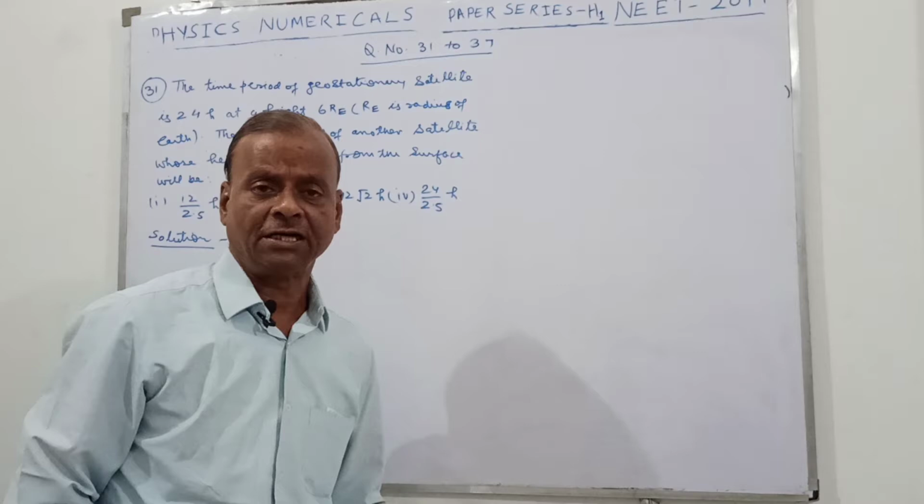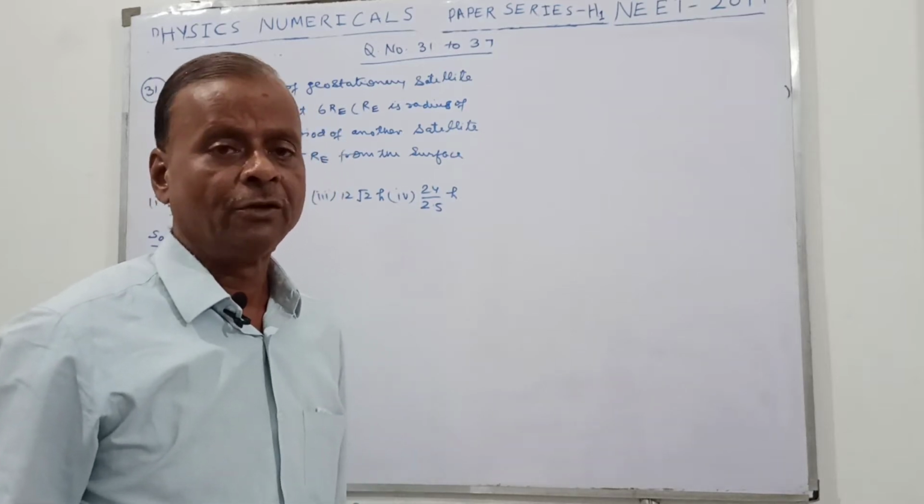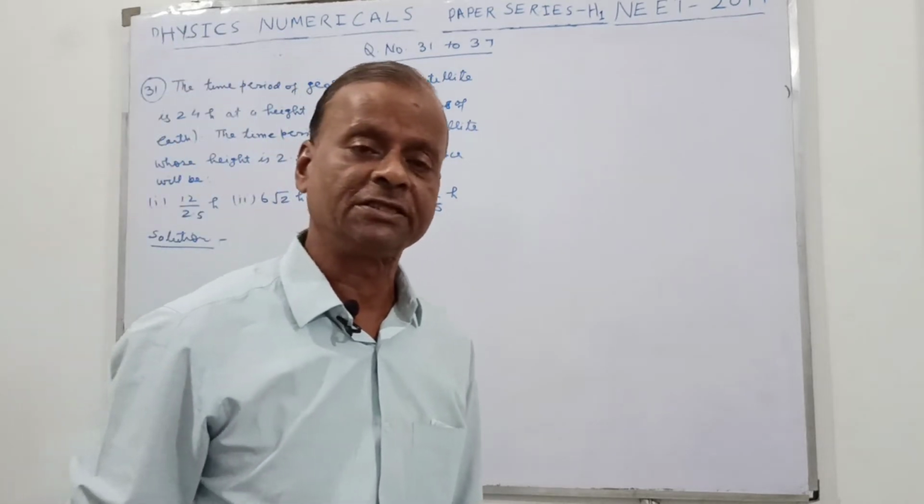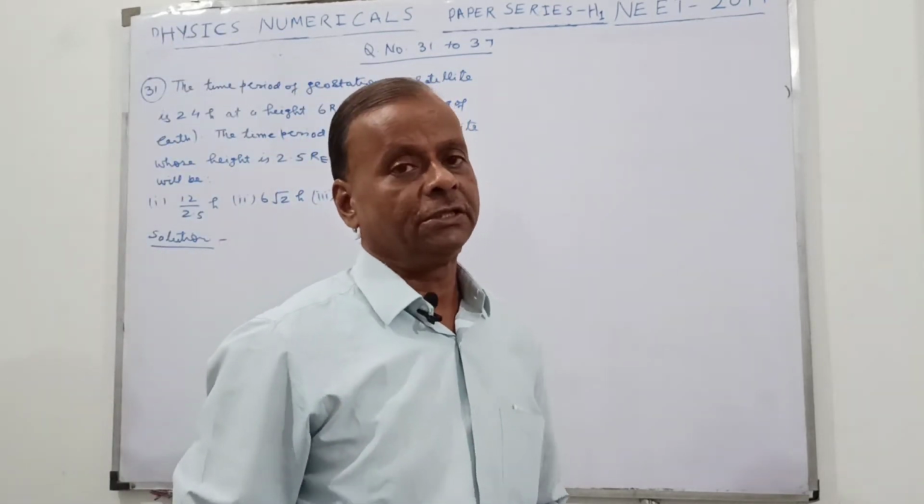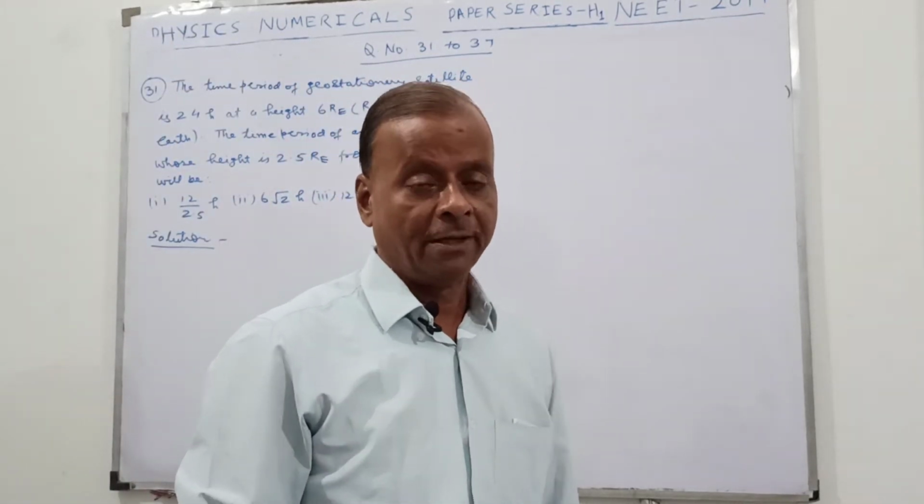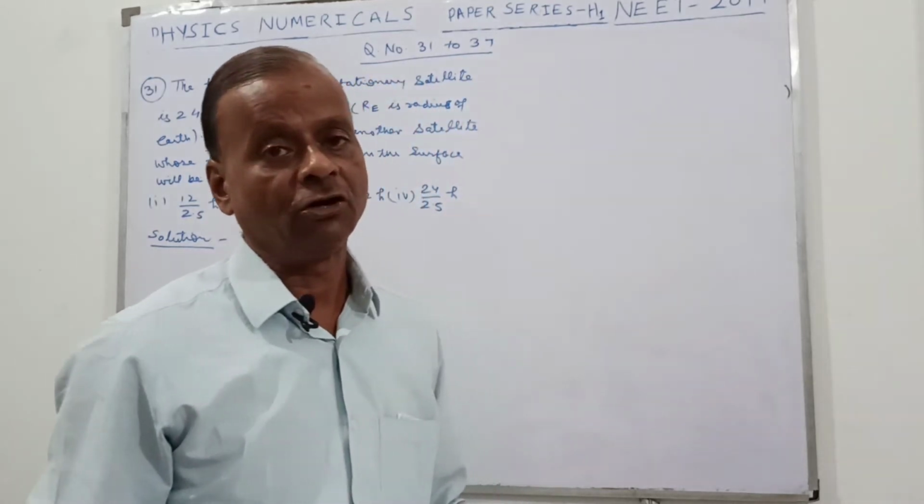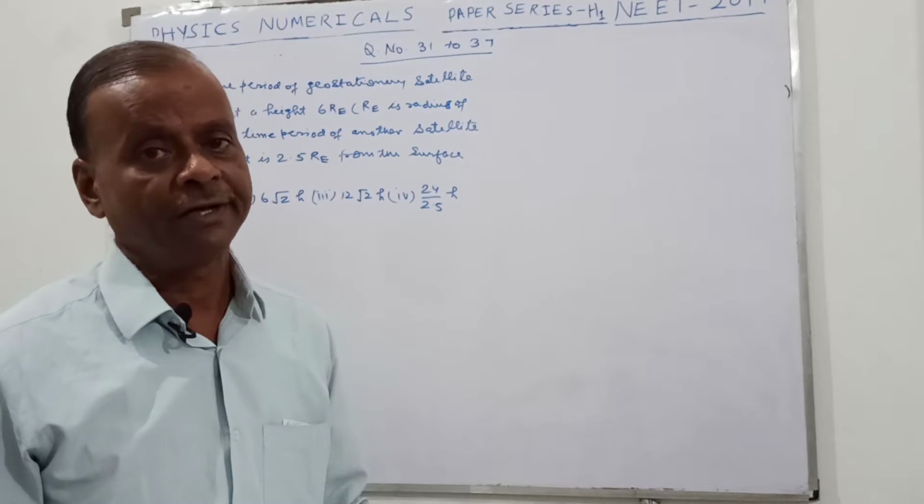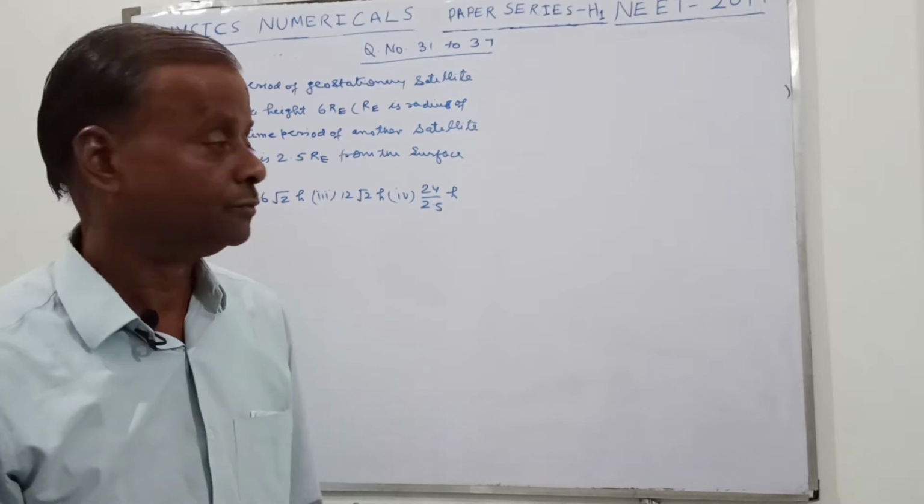Now the solution to this question. You are given geostationary satellites. There are two satellites at different heights. One satellite has a known time period, and we have to find the time period of the other satellite. So here you know well Kepler's third law of planetary motion: T square proportional to R cube.